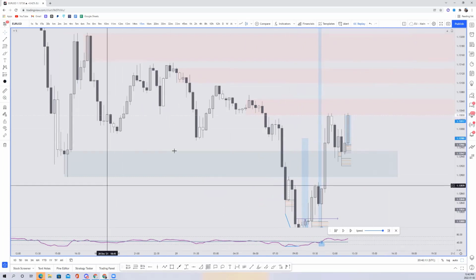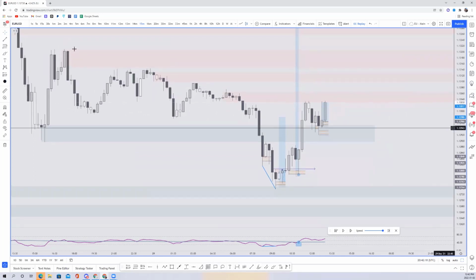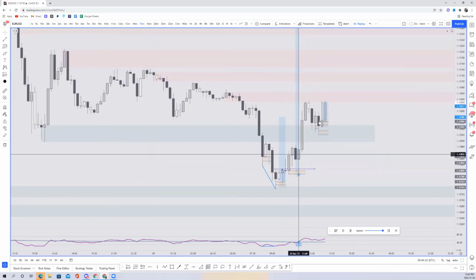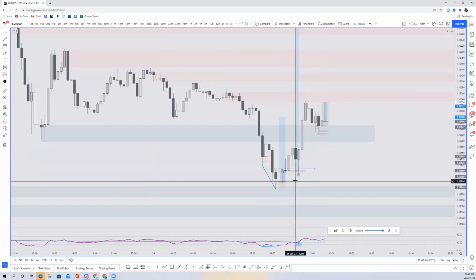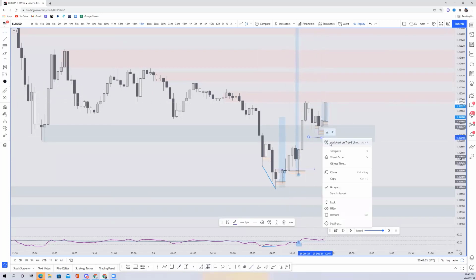Could you say there is trendline liquidity? I would say up here, yeah. I would say this is trendline liquidity. This here, I don't know if I classify this as trendline liquidity, but I would definitely classify this as inducement here for a future move.